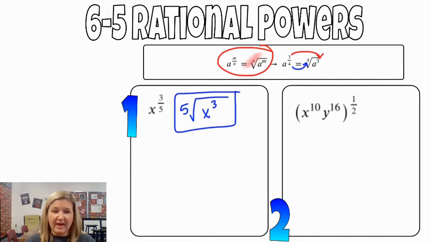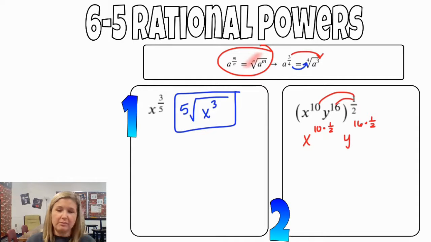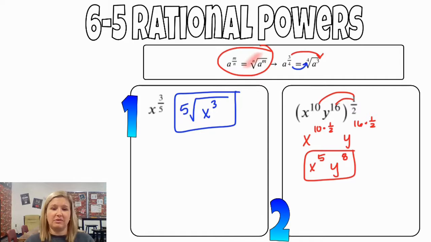So let's say that we have x to the 10th, y to the 16th, all of that raised to the 1/2 power, like we have in example 2. To simplify this, remember, I'm going to take a power to a power. When I take a power to a power, I'm going to multiply those two exponents together. So here we have x to the 10th times 1/2, and then y to the 16th times 1/2. Remember that it goes to both of those numbers. I'm going to multiply both 10 and 16 by 1/2, and I would get x to the 5th, y to the 8th. And then that's simplified there.